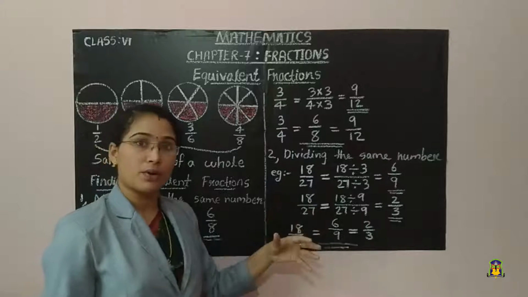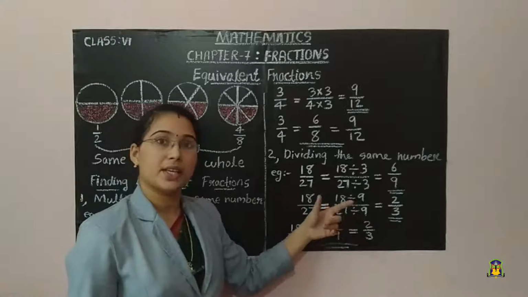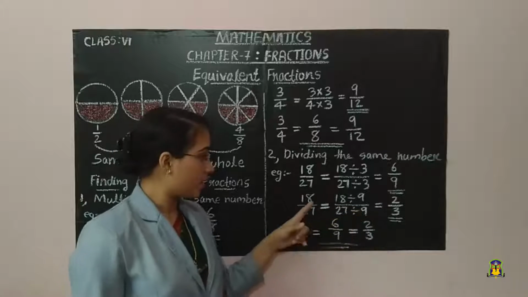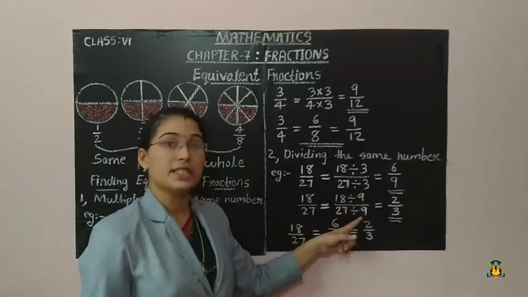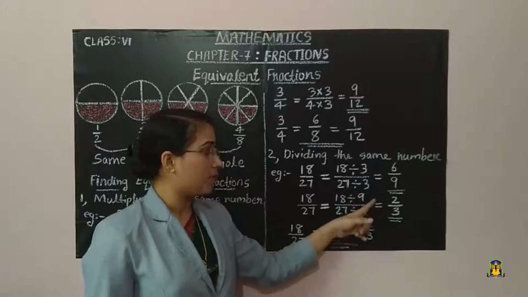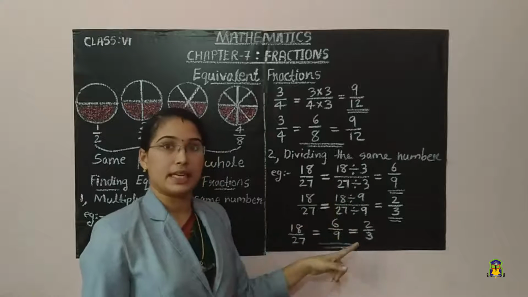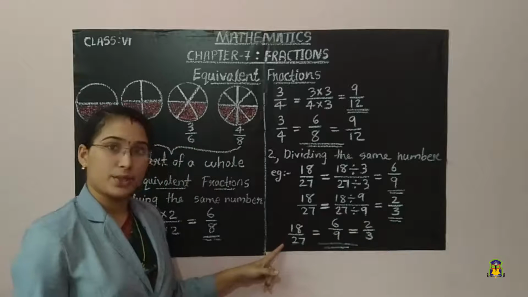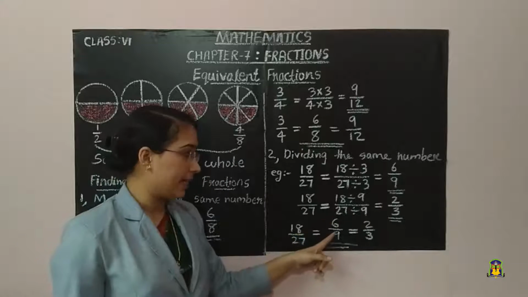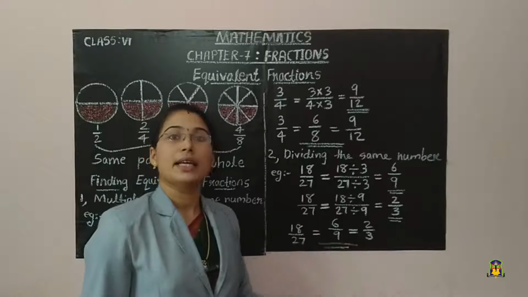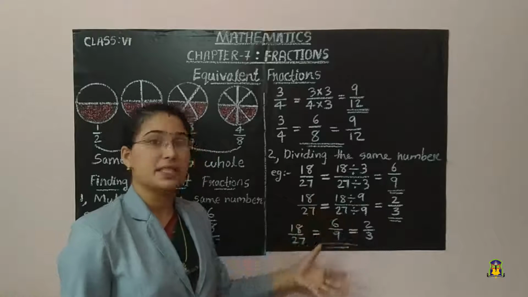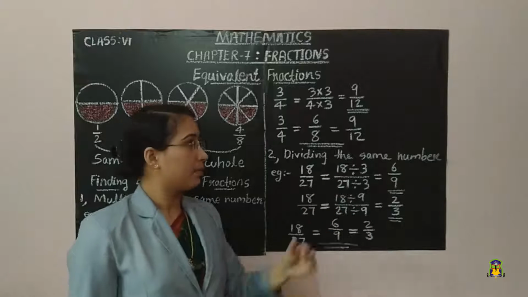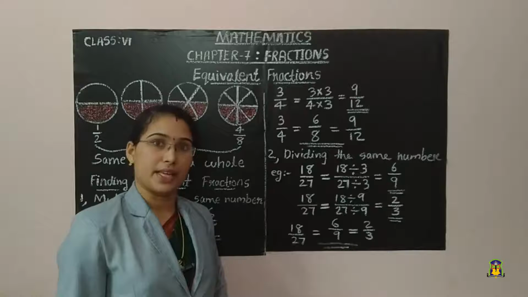Okay. Then is there any other common factor? Yes, 9. We can use 9. For 18 and 27, 9 is another common factor. So 18 divided by 9 and 27 divided by 9. We divide both the numerator and the denominator by the same number. Here the answer is 2 by 3. So 18 by 27, 6 by 9 and 2 by 3 are all equivalent fractions. Here we get only a limited number of fractions because we can take only common factors for division. But with multiplication we can find infinitely many fractions.